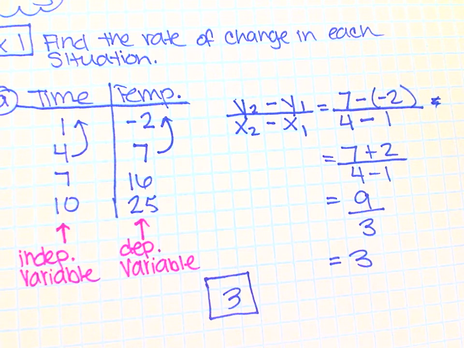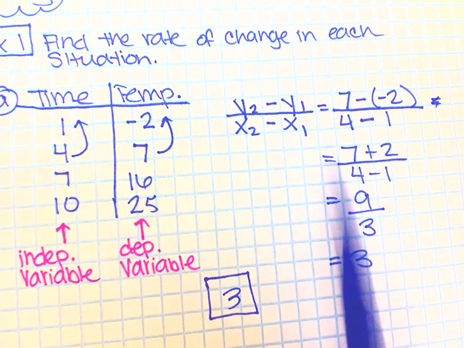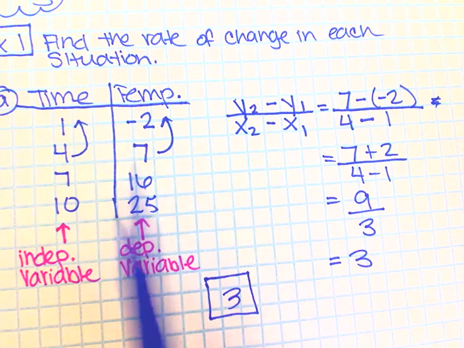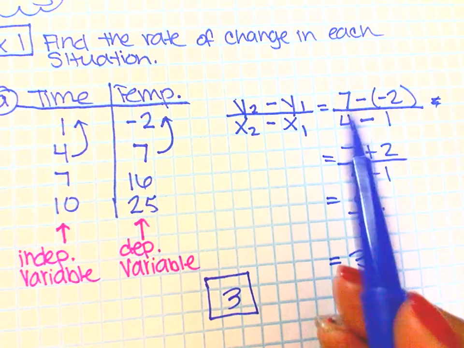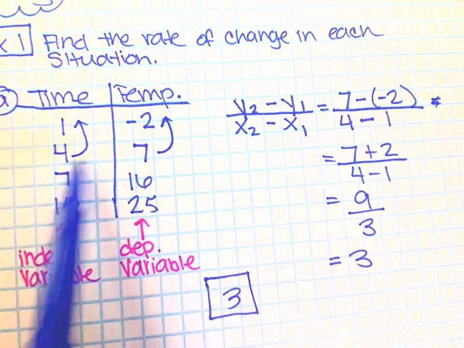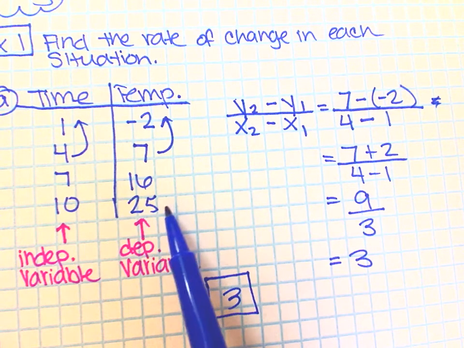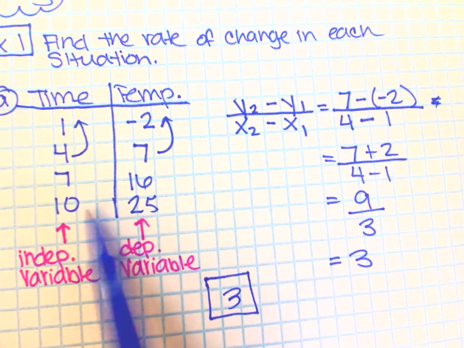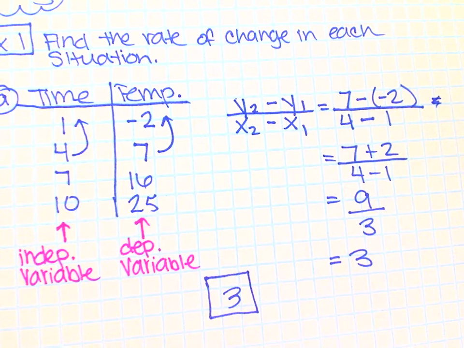So, you can also choose any number. I could have done 10 minus 7 and 25 minus 16. I'll still get the number 3. So no matter which numbers you pick, you have to do the one below and then the one on top, because it's y2 minus y1. The one below, subtract by the one on top. If I said 25 minus 16 over 10 minus 7, I would still get 3 as my rate of change. It doesn't matter which numbers you pick. I just picked the first 2. Okay? All right.